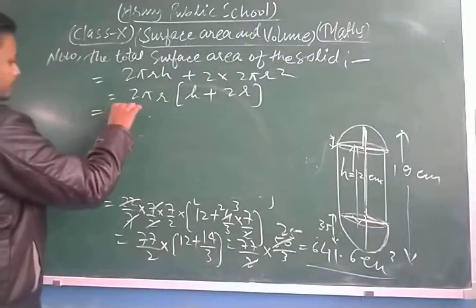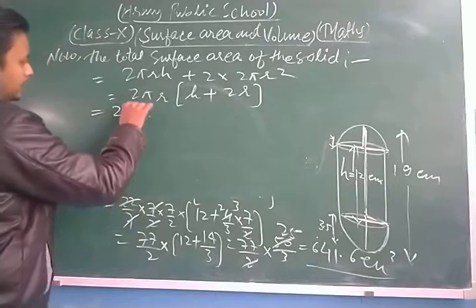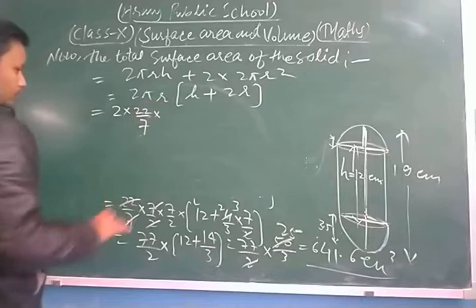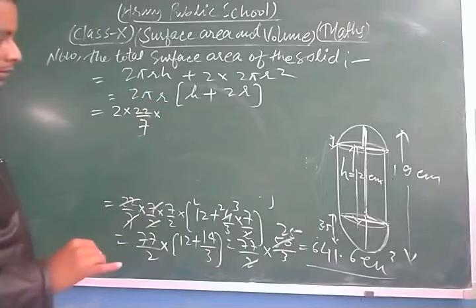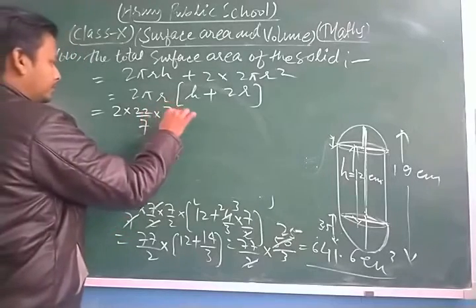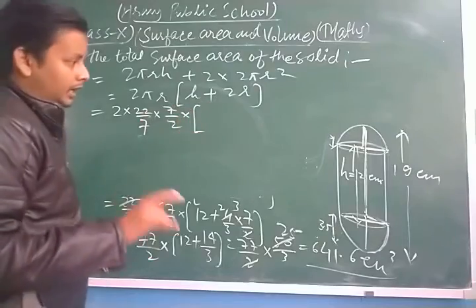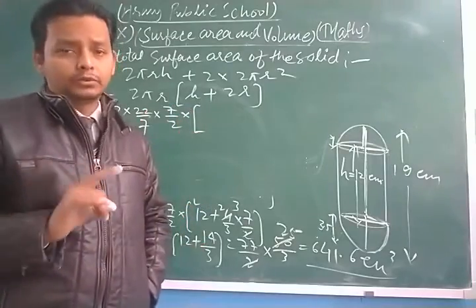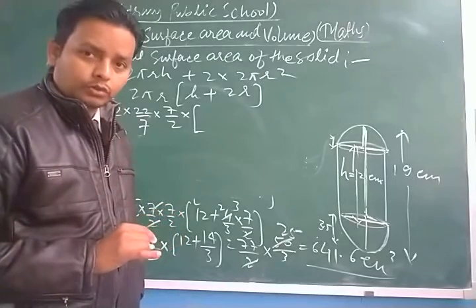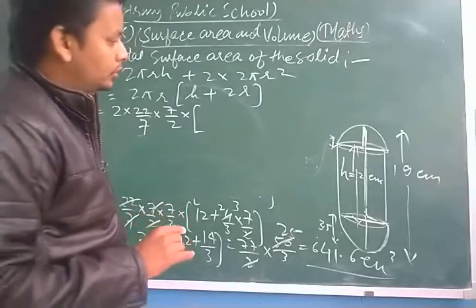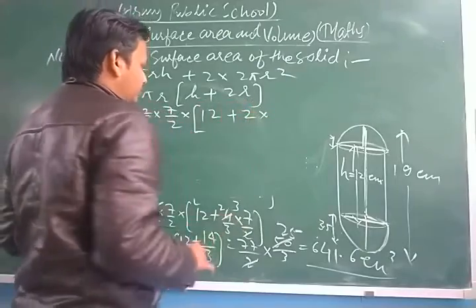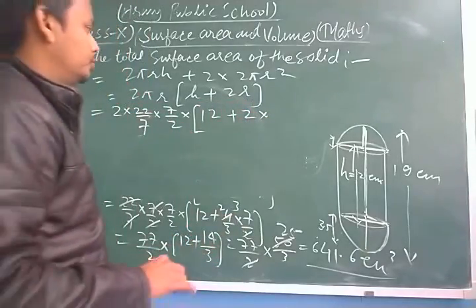So 2 into pi, the value of pi we take as 22 upon 7, into radius. Radius will be the same, that is 7 by 2. H, what is H? Height of the cylindrical portion, and in this question the height of the cylindrical portion is 12 centimeter. So here we put 12, plus 2 into R, means 2 into 7 upon 2.